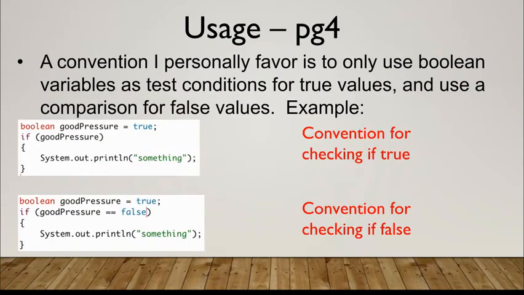A convention I personally favor is to only use Boolean variables as test conditions for true values and use a comparison for false values. In this first example, since we're trying to test if goodPressure is true, we just let the variable goodPressure stand in as the test case. In the second example, down below, we're trying to see if goodPressure is false in order to print something. And so we use a comparison operator, equal, and compare to false.